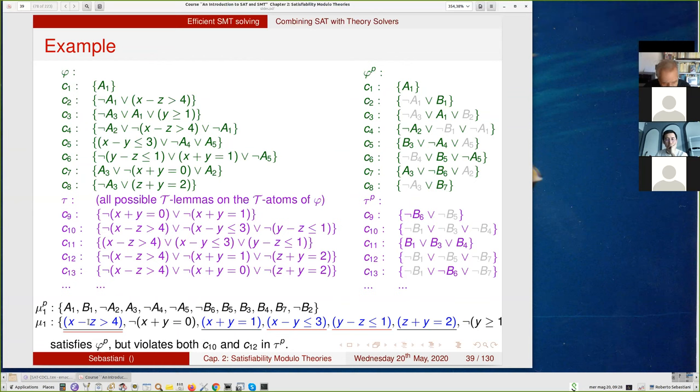One is marked here in black and the other marked in red. So they are returned and added to the formula, and then you use the procedure. You can add those two clauses to the original formula, that's learning, and then you go ahead. So this is a different perspective, which sometimes is useful to understand many algorithms.